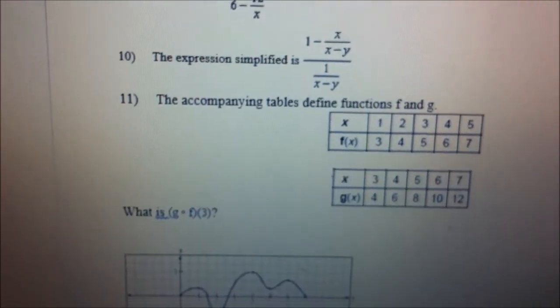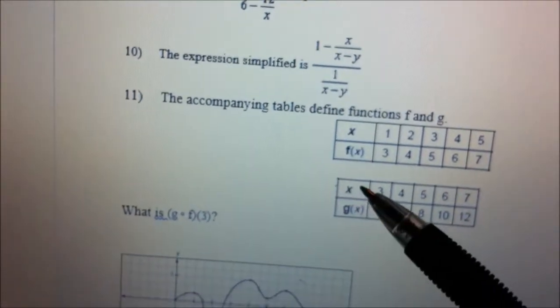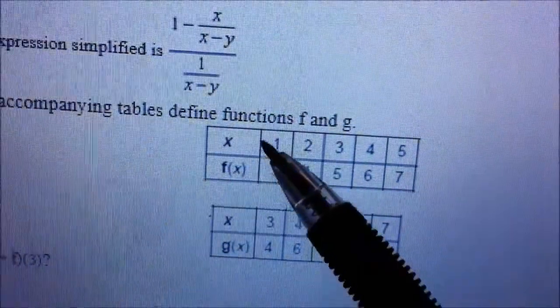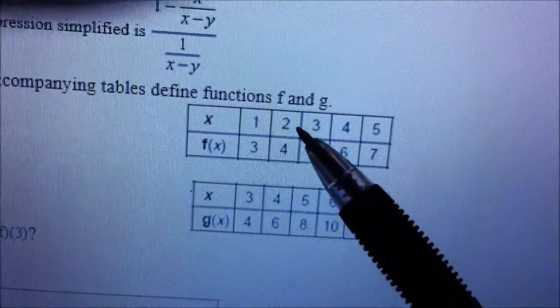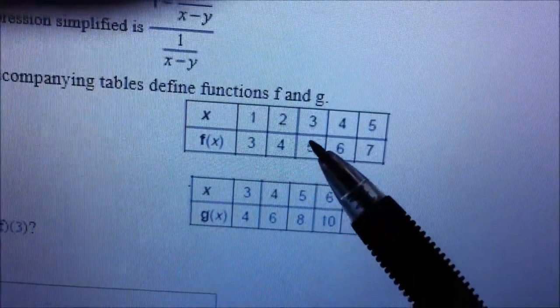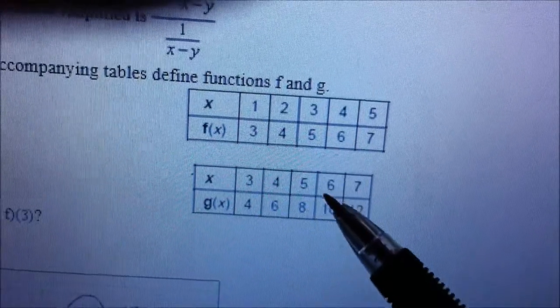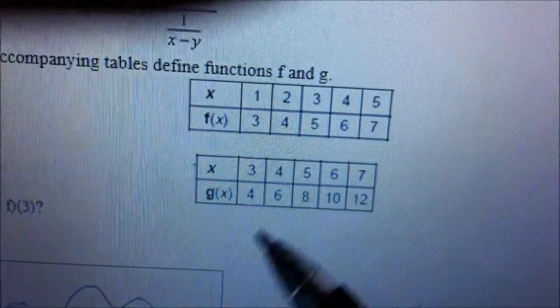It wants you to find g of f of 3, and we always work compositions backwards. So we're going to go to the f table right here. And if you're doing f of 3, x is 3. So out comes a 5. Now you're really going to put the 5 into g, and out it's going to come an 8. That's how it does that. I just did it on paper here for you.